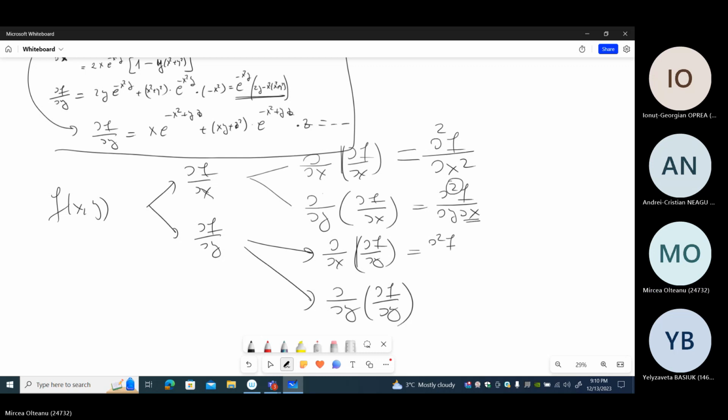Here, this one means we shall differentiate f two times. First, with respect to y, and then the result with respect to x. And here we differentiate two times f, each time with respect to the variable y.